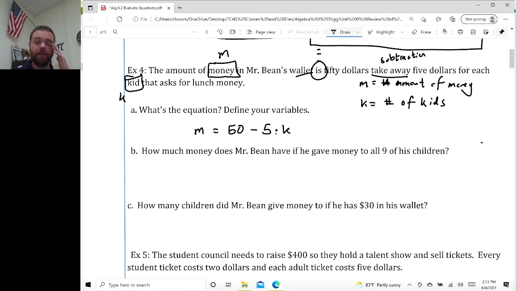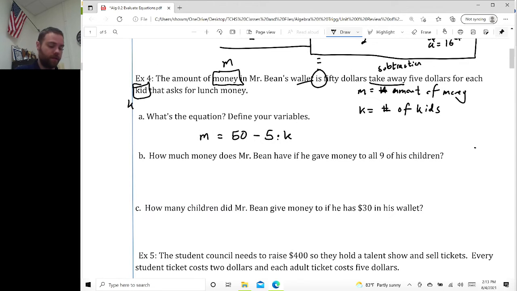And it says, how much money does Mr. Bean have if he gave money to all 9 of his children? So we want to know how much is left in his wallet after he gives lunch money to 9 kids. So 9 of his children, 9 children means 9 kids. So K equals 9. So if K equals 9, all I have to do is plug that in and evaluate it. So let's do that. So I've got M equals 50 minus 5 times 9. So that's 50 minus 45, which is 5. So that means he's got $5.